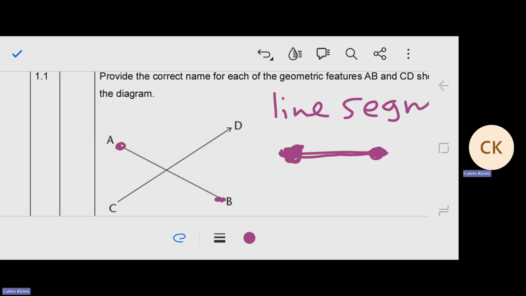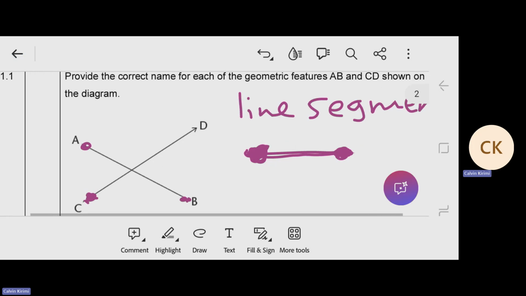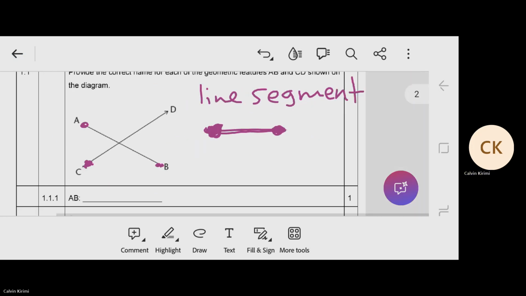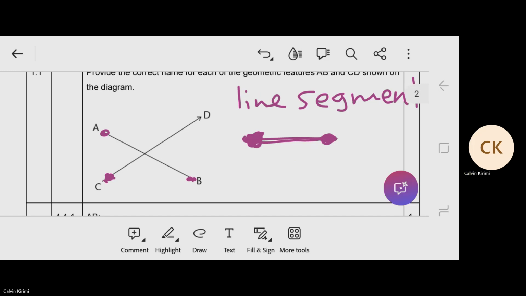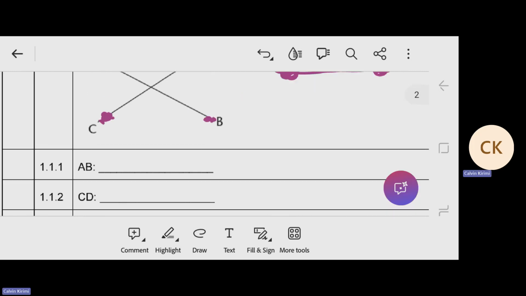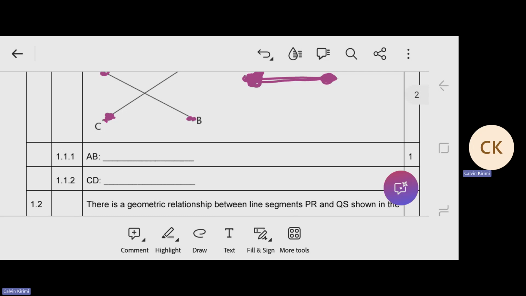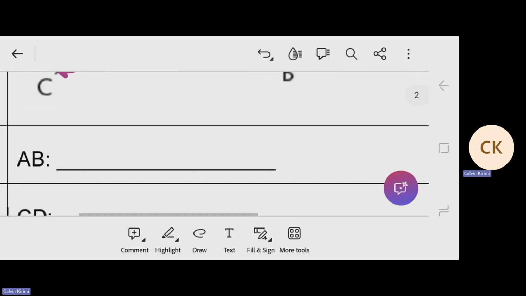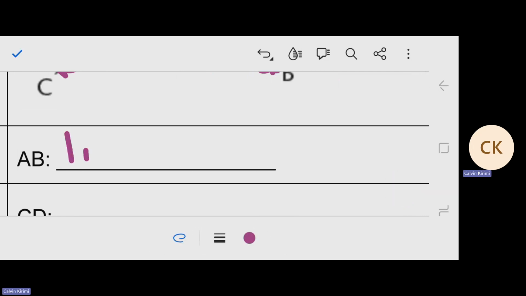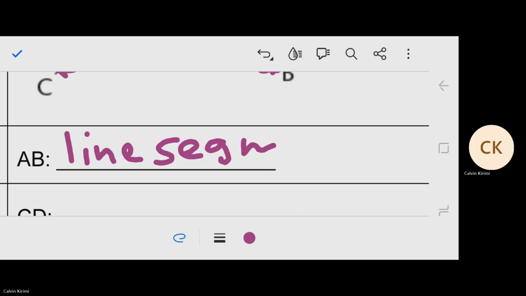The line segment. A line CD is not a line segment, it's a ray, while it has a definite starting point, and the arrow indicates that there is no definite end point. The arrow is telling you that there is no definite end point. We call it a ray. So AB is a line segment. You must know that AB is one line segment.